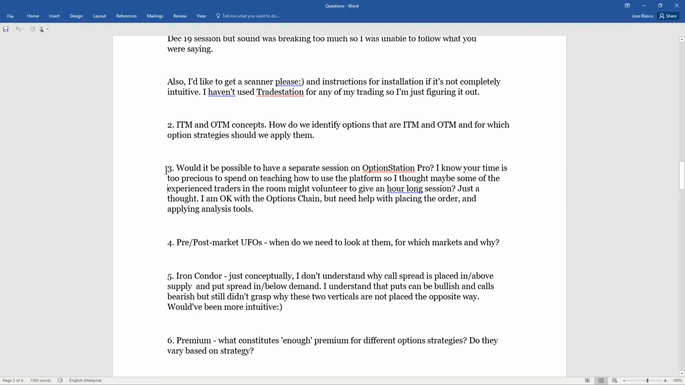Number 3, would it be possible to have a separate session on OptionStation Pro? Yes. And to be honest, as you suggest, it needs to be a separate session. Just like I plan to do a session on TradeStation, I plan to do a session on TradingView. So I will be doing all of these, guys, because I think it will be good material for you to consult if needed. So definitely, count on me to produce that at some point.